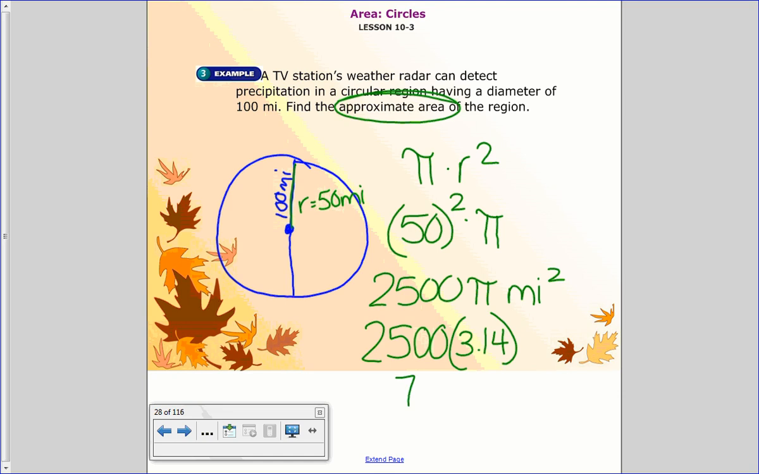My approximate area is 7,850 miles squared. That would be my answer. Again, all we did this time around was multiply by 3.14 because they wanted the approximate.